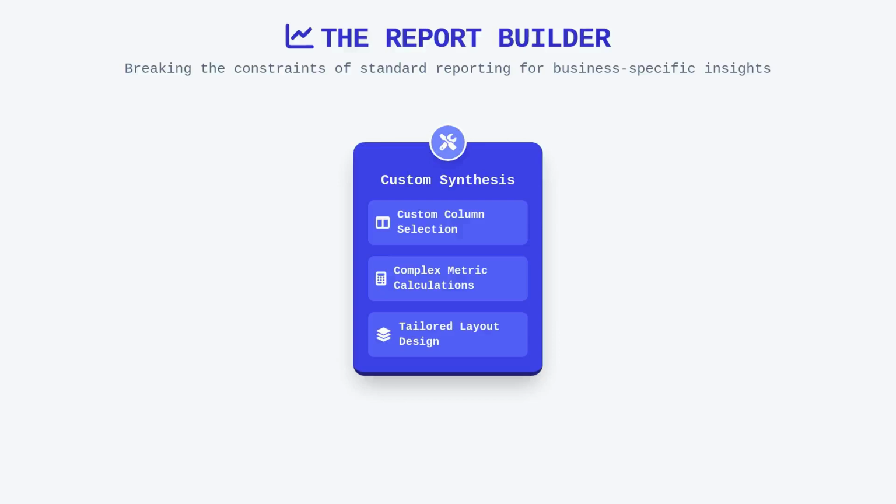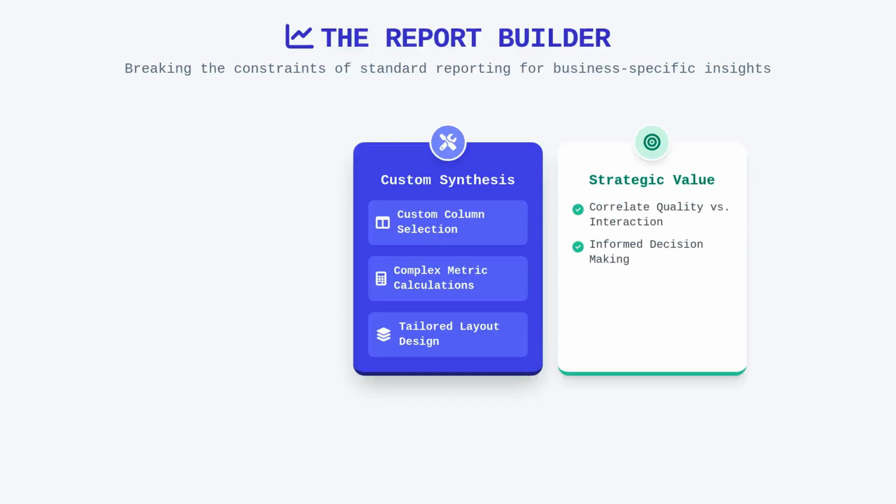When standard reports do not provide the specific perspective required for your business, the report builder becomes the primary instrument for creating customized data views. This tool enables you to select specific columns, apply complex metric calculations, and arrange the layout to align with your internal reporting standards. Custom reports are particularly useful when you need to combine data points that are not typically grouped together in the pre-configured templates, such as correlating quality evaluation scores with specific interaction attributes.